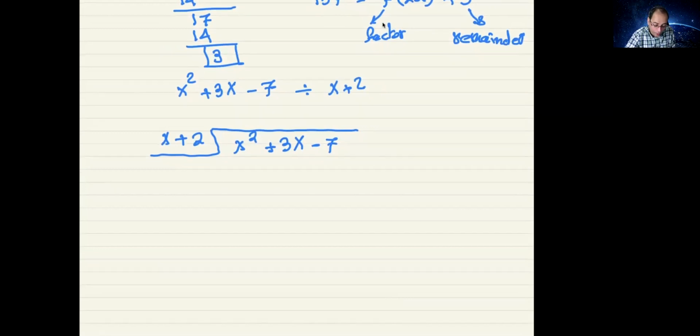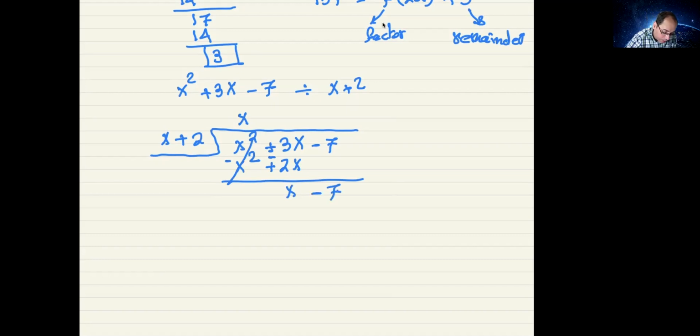Okay, let's see. So I start with x squared. x squared divided by x is x. x times x is x squared. And x times 2 is 2x. Okay, and subtract x squared plus 2x from x squared plus 3x. So I get here 0, and then I change the sign, make this negative, and then add. So basically, this is canceled out, and here 3 minus 2 is 1, so I get x, and then minus 7.